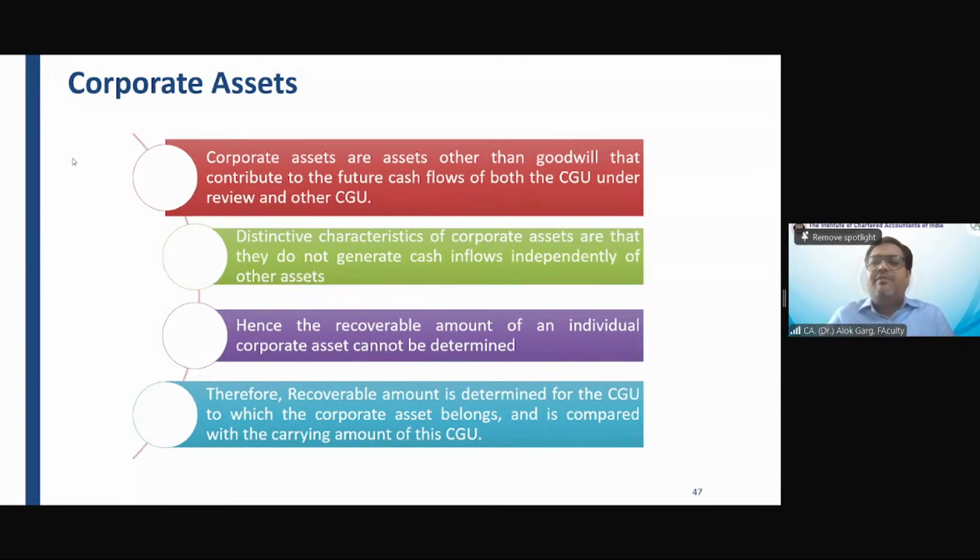While you can compute fair value less cost to sell, you cannot compute value in use for the corporate assets. So corporate assets are assets other than goodwill that contribute to the future cash flows of both the cash generating unit under review and other cash generating units. CGU under review and other CGU.